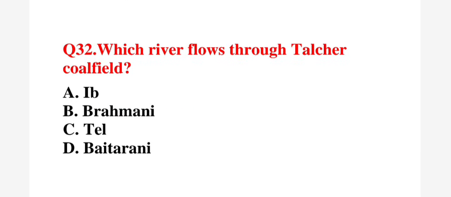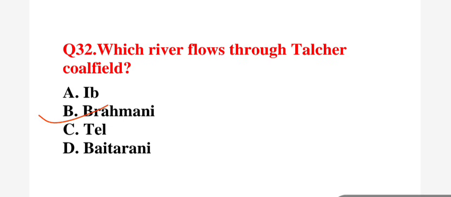The question is which river flows through Talcher coalfield? Option A, Ib River. Option B, Brahmani River. Option C, Tel River, and option D, Baitarani River. So what is the right answer here? The right answer is Brahmani River.